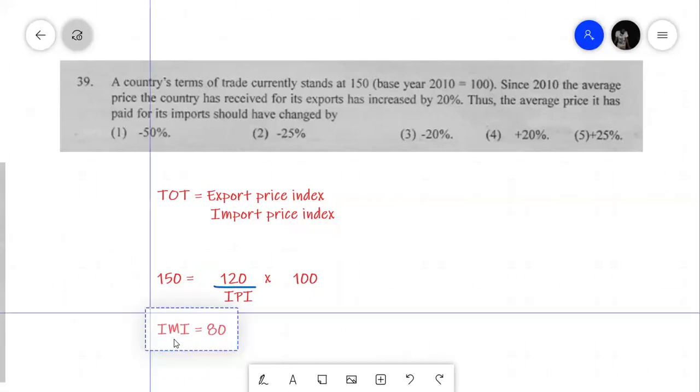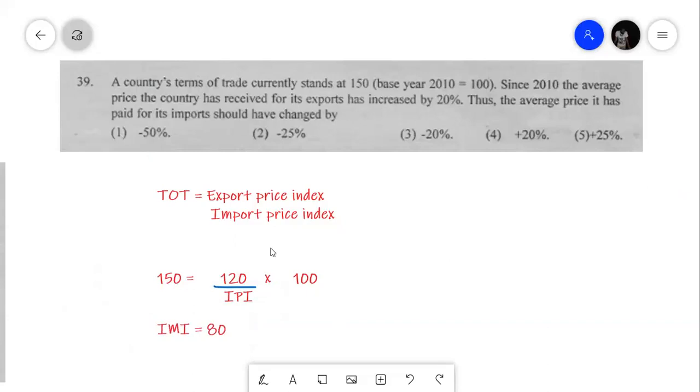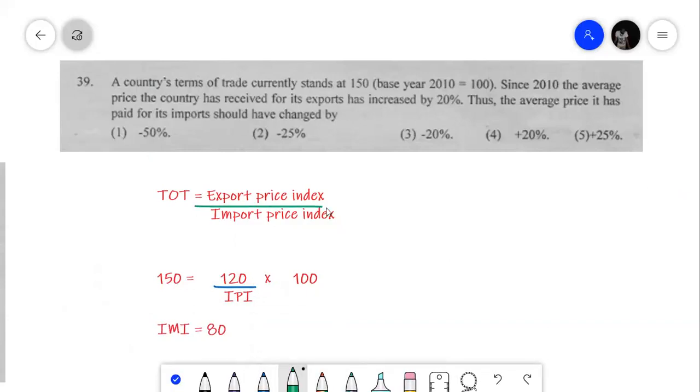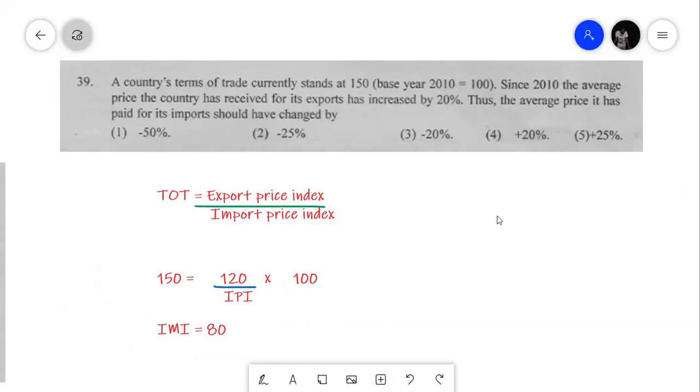But that is not our answer. In our base year, the import price index would have been 100. Currently the import price index is 80. So what can you say as a percentage? How much did it fall by? 100 became 80. So they're asking you what has happened to the import prices.